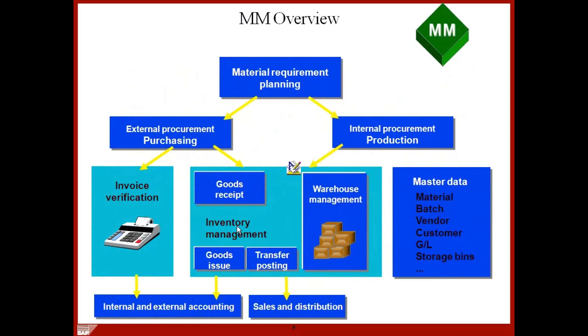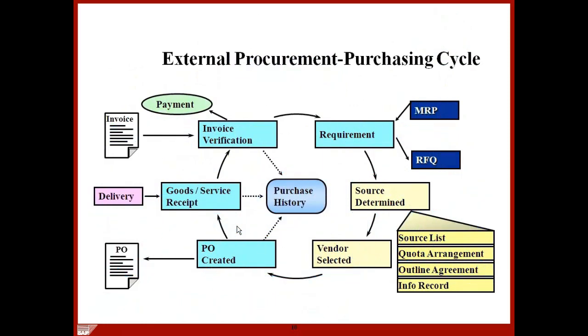Then we go with MM overview, like what do we mean by external procurement, what is in-house production, which document is required for which purpose, how to create those documents. All those things we will discuss in MM overview. And then there is something called external procurement, or what we call the purchasing cycle. Okay, so purchasing cycle, this is end to end.